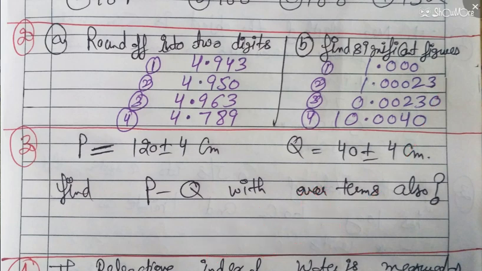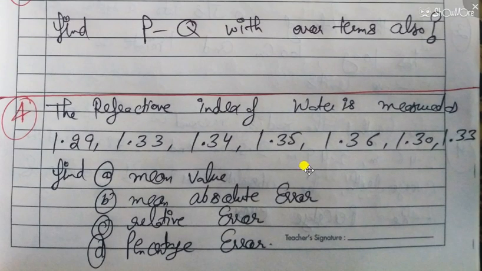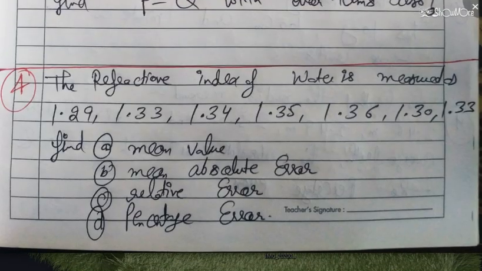The next question that is given is on the basis of refractive index. So you have to find the mean value. You can find the mean value by simply adding all and dividing it by n. N is the number of readings here, so n is 7. So you can add it and divide it by 7. You will get the mean value. Then you have to find mean absolute error, relative error, and percentage error. This is a numerical based question, so you can solve it easily. I hope the questions are clear.